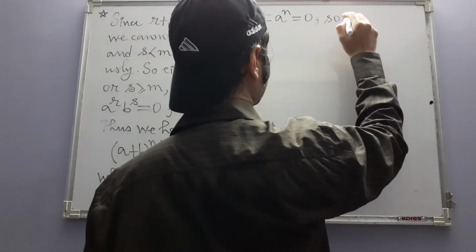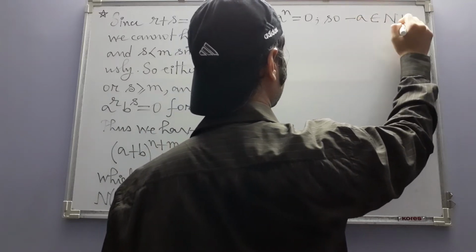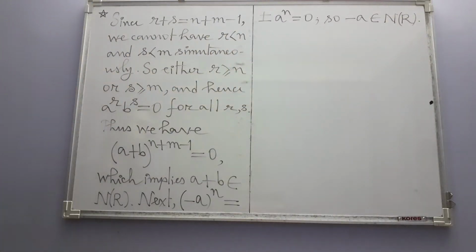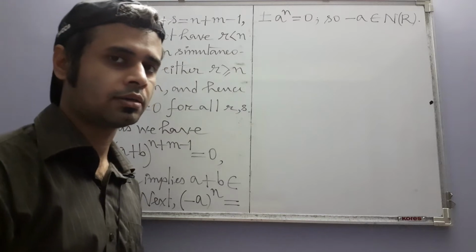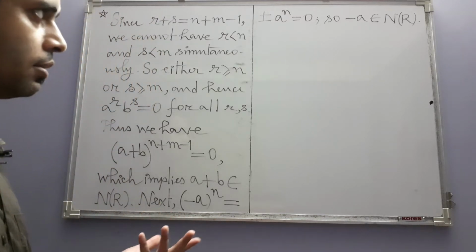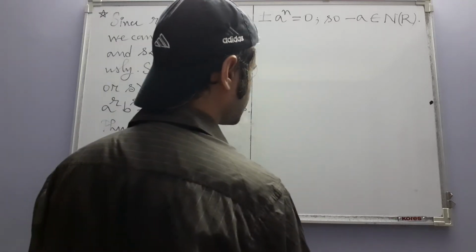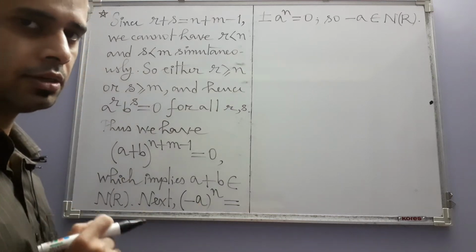So minus a also belongs to this, and thus we have managed to show that this N of R is an additive subgroup, a subgroup of the ring R under addition. To prove that it's a subring, the only thing left for us to show is that AB also is a nilpotent element.